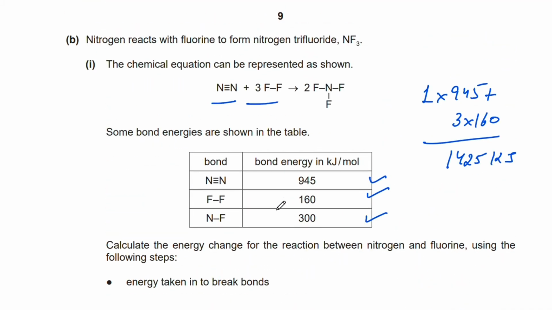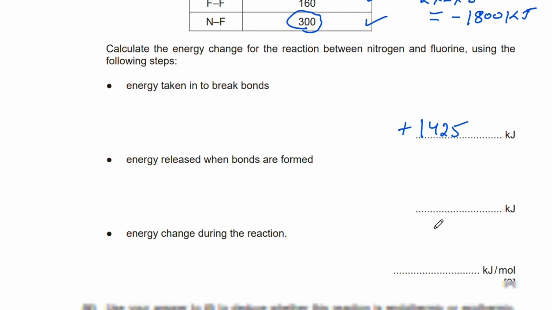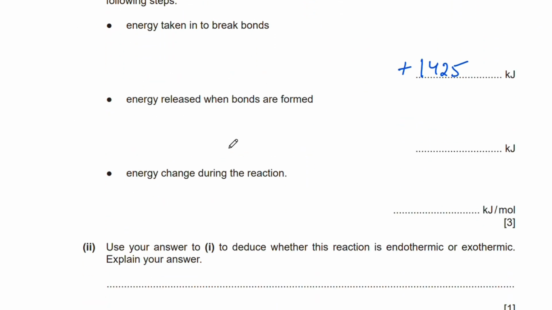Energy released when the bonds are formed. Now see, N-F is 300, and there are 2 molecules, and there are 3 N-F bonds in each. So 2 into 3 into 300 is equal to 1800. So this is the amount of energy released. Energy released when the bonds are formed will be minus 1800, because the energy is released, so it is shown by minus.